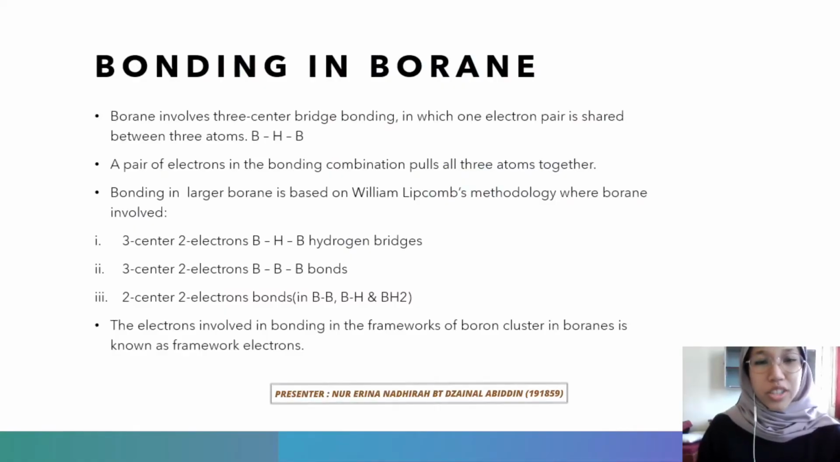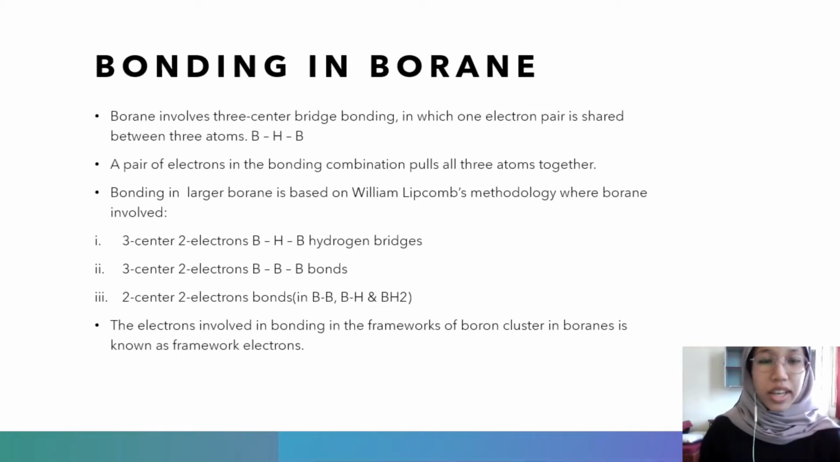Now let me continue the presentation by explaining bonding that exists in borane. Basically borane involves three center bridge bonding, which is BHB bonding, in which one electron pair is shared between three atoms: boron, hydrogen, and boron. A pair of electrons in the bonding combination will pull all three atoms together. Bonding in larger borane is based on William Lipscomb's methodology, where he came up with three different types of bonding in borane.